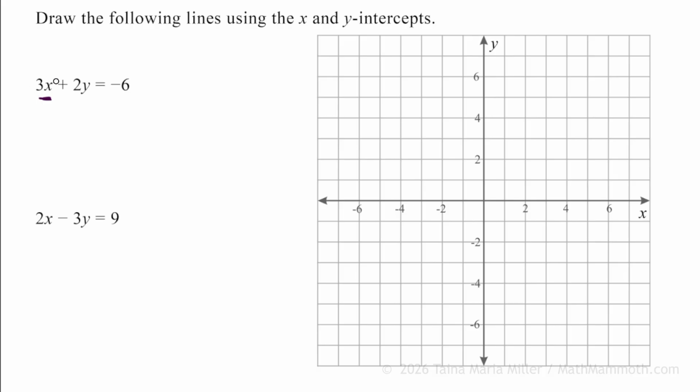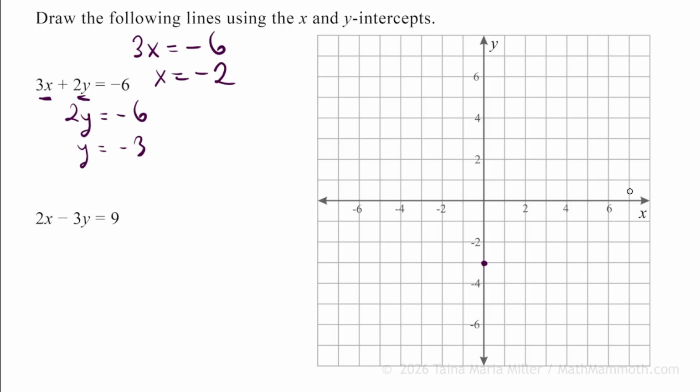But first, if x is 0, then this whole term is 0, right? I'm left with 2y equals -6, from which y equals -3. So y equals -3 is my y-intercept, and I found it by setting x to 0. Now I do it vice versa. I set y to 0, and this term disappears. I'm left with 3x equals -6, from which x equals -2.